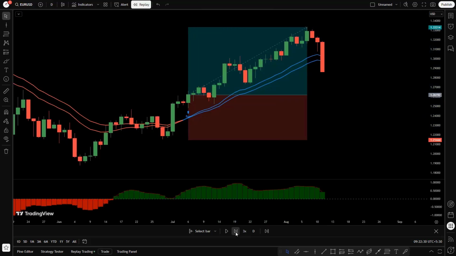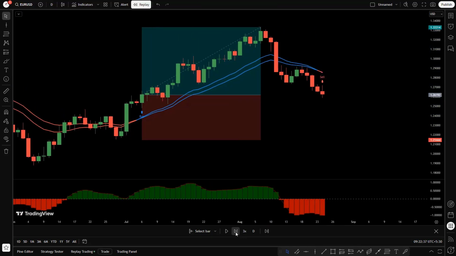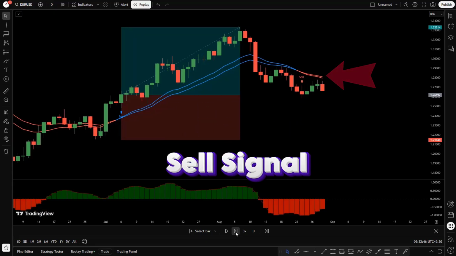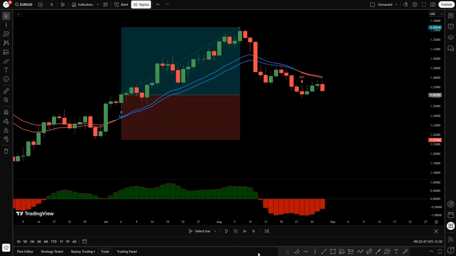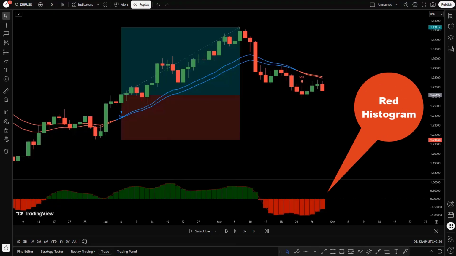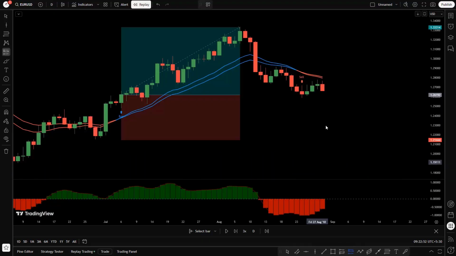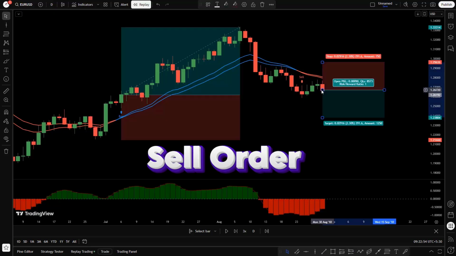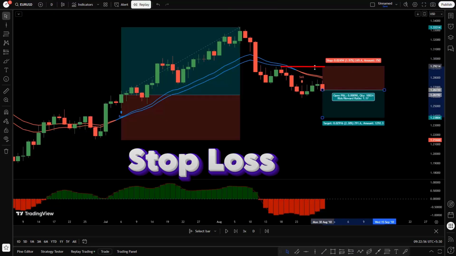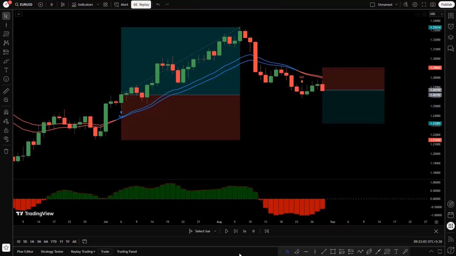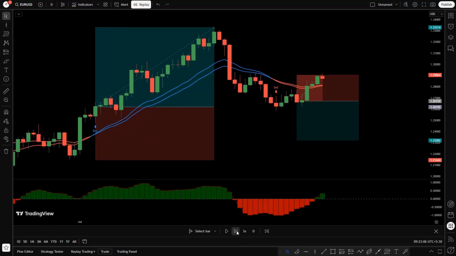Let's find the next trade. When the Trend Finding EMA indicator has given a sell signal, the Ehlers Universal Oscillator indicator has formed a red histogram, and the market is forming a bearish candle, so all these conditions are met, so we have to take a sell order. Our stop loss should be placed at the previous high of the market. The risk-reward ratio is 1 to 1.5. Let's see what happens to our trade. The market has hit our stop loss.